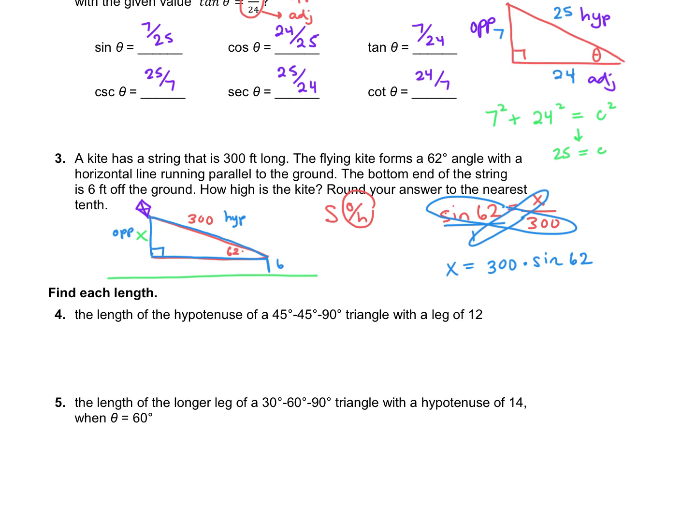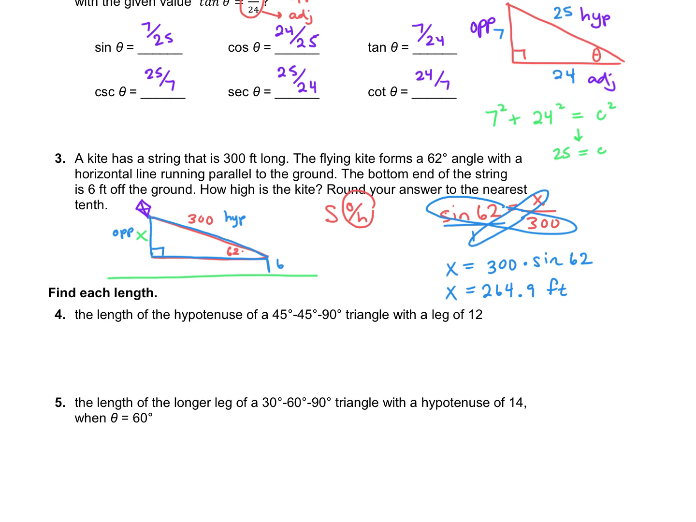All right, so I just typed that into my calculator, and what it says, round to the nearest tenth. So I got 264.9 feet. So we just figured out that this side of this triangle is 264.9 feet.